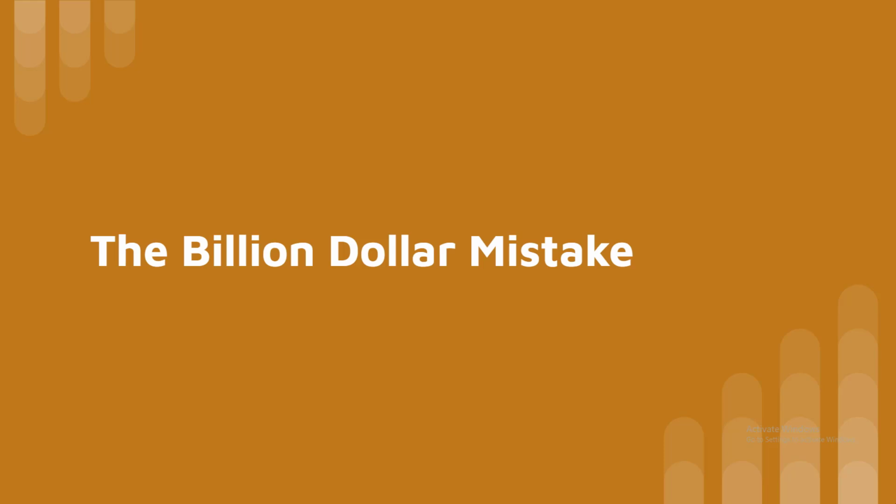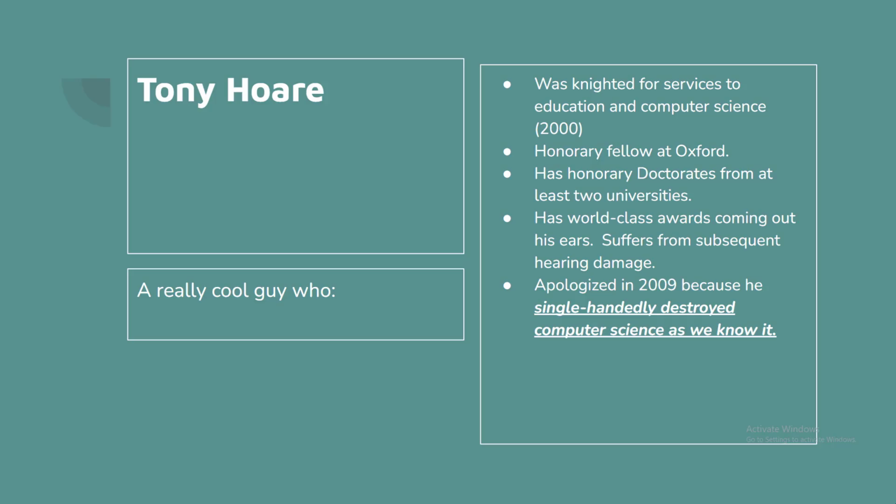Let's talk about the $1 billion mistake. So Tony Hoare is a really cool guy who was, as you can see on the right, an achiever of all manner of really astounding things. So he's a knight. He is Sir Tony Hoare. He was tapped on the shoulder by the sword wielded by Her Majesty the Queen of England, etc. The whole university scene wishes he was theirs.